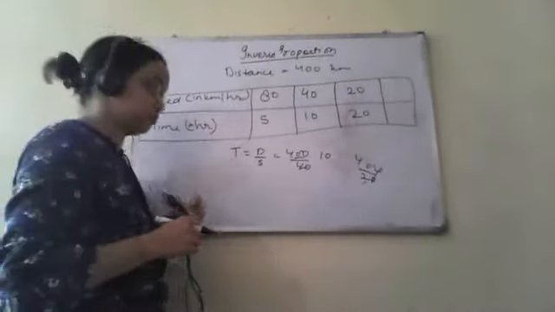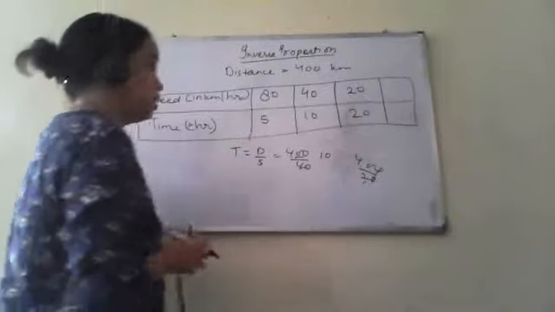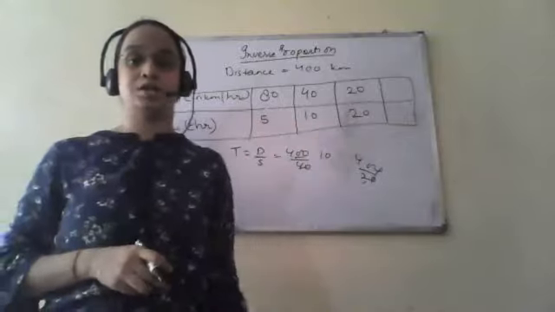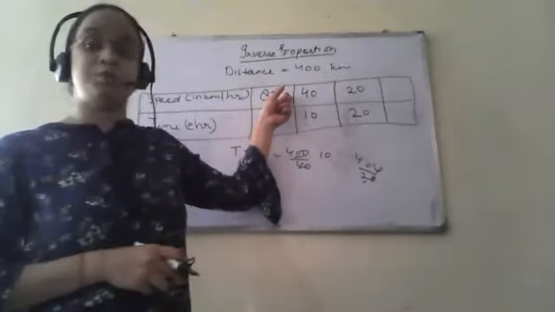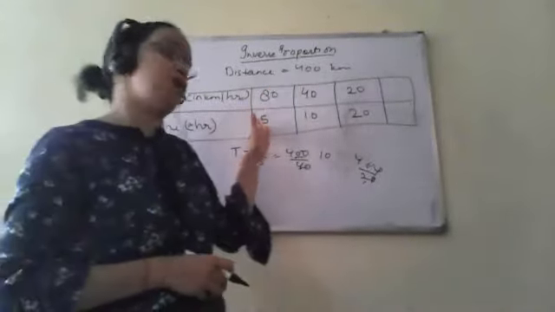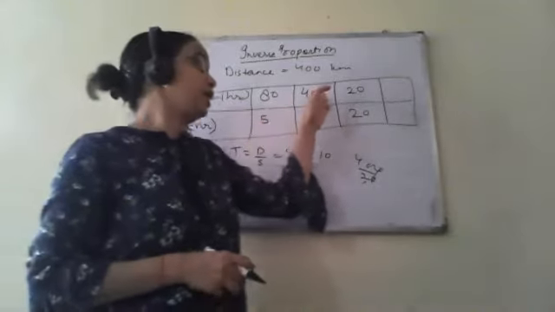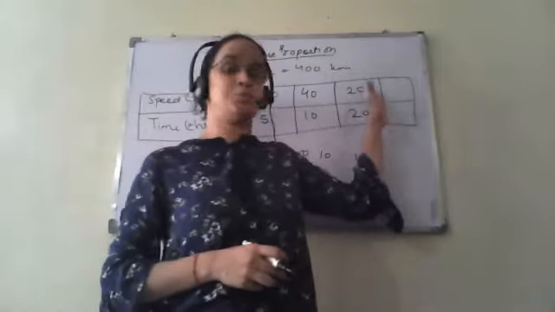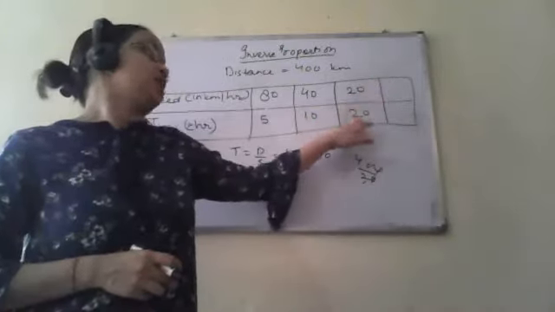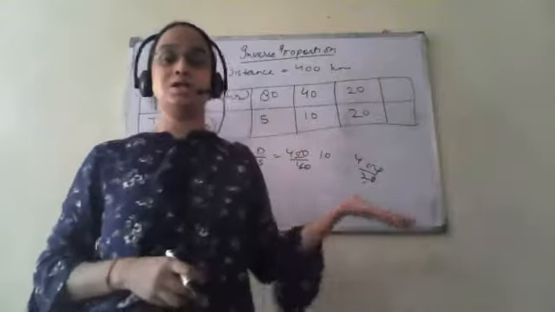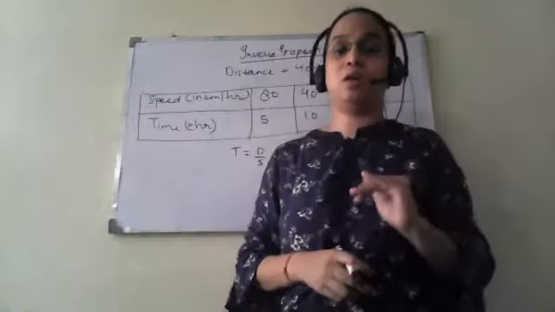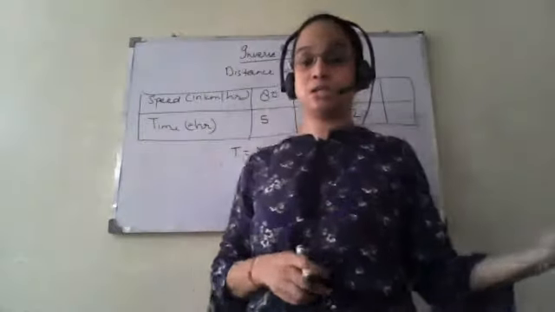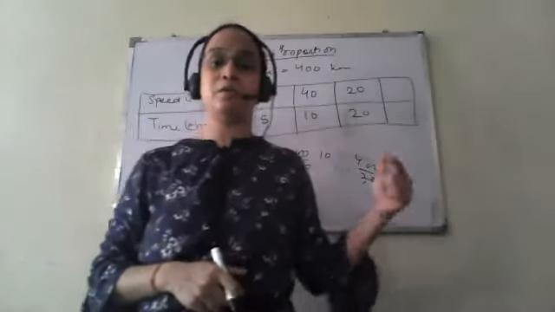20 hours, right? So what are you observing? As the speed is decreasing, time is increasing. In the first case speed was 80 kilometers, time required 5 hours. Second case speed is 40 kilometers, time required 10 hours. Third case speed is 20 kilometers, time required 20 hours. So in this case it is inversely proportional. So these things are inversely proportional. When the value of the first thing is increasing, the value of the second thing will decrease.